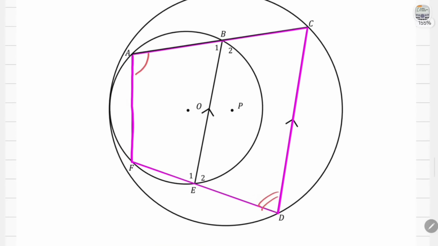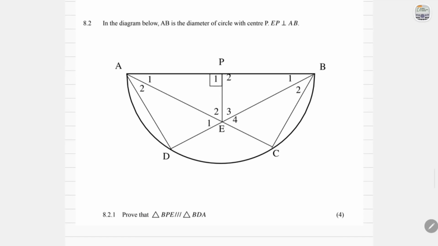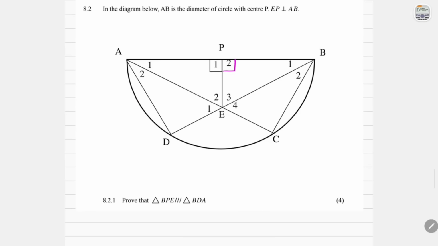Moving on to the next question. Question 8.2 says, in the diagram below, AB is the diameter of a circle with P as the center. And then EP is perpendicular to AB, so this is 90 degrees and this is 90 degrees. And then they tell us to prove that triangle BPE is similar to BDA. Let's highlight those triangles. BPE is this triangle over here, and then BDA is BDA.